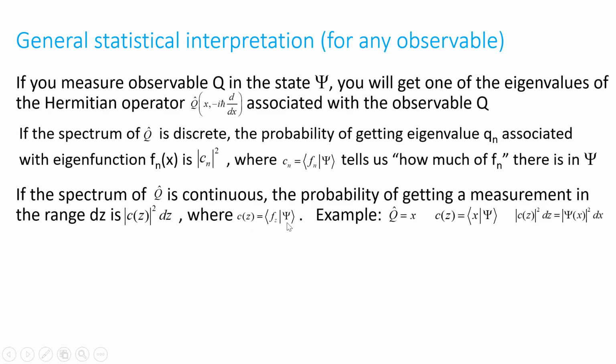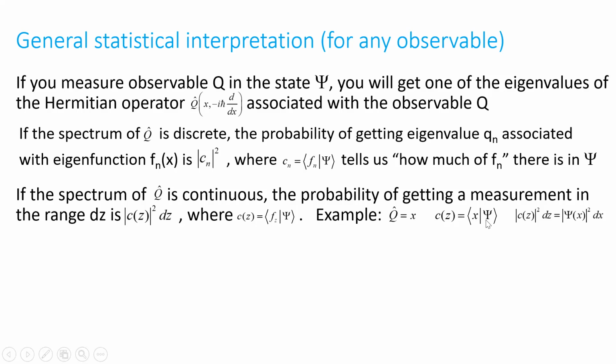where Cz is the overlap of the eigenfunction fz with psi. Again, to take a definite example, suppose we're looking at position. So our operator is the position x, then Cz is just going to be the position eigenstate f, which is x, acting on, or inner product with, psi.